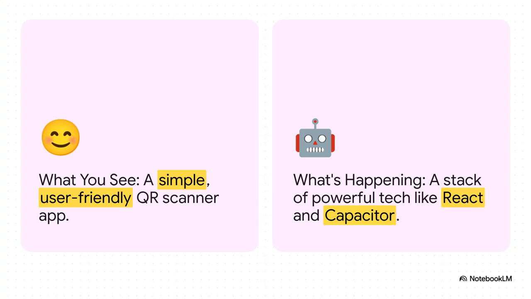And this is the big reveal, really. What you see is just the surface. That live camera scan, that's actually something called Capacitor camera working with a library called JSQR. That clean interface, that's built with powerful web tools like React and Tailwind. And the magic that makes a website feel like a real native app on your phone? Well, that's the Capacitor framework doing its thing. It's this whole stack of technologies that makes the simple possible.